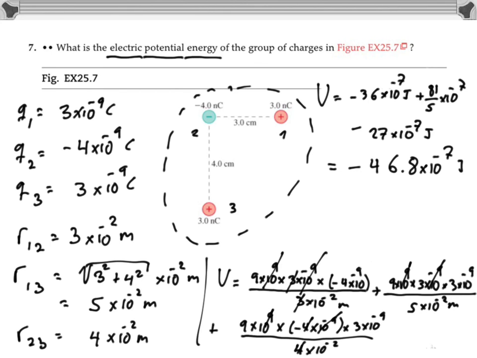So if you plug that in your calculator, you will get minus 46.8 times 10 to the minus 7, and the best way to write this in scientific notation is to move the decimal one place to the left, and we can round this to two significant figures, because notice that the numbers were given with two significant figures, so minus 4.7 times 10 to the minus 6 joules is the final answer for this problem.